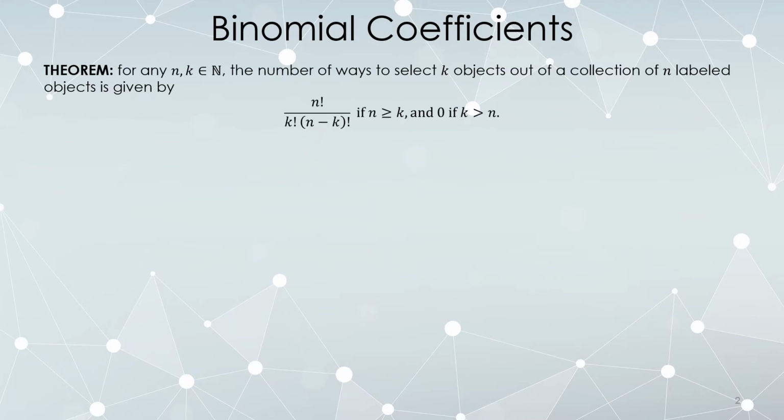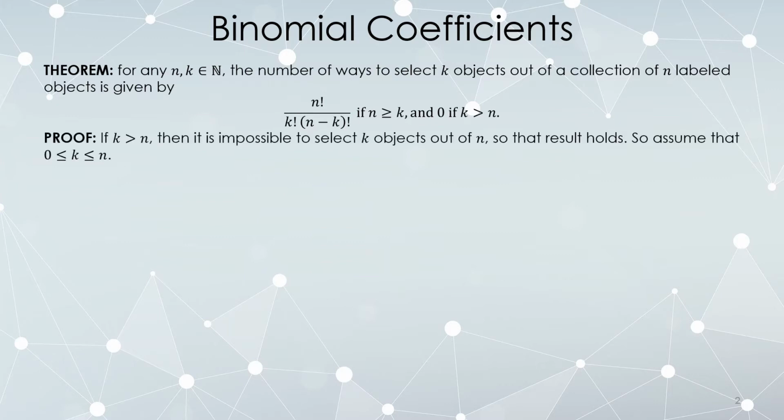n factorial divided by k factorial times n minus k factorial, provided n is at least as large as k. But if k is actually larger, then the result is 0. Well, if k is larger than n, k, remember, is how many objects we want to pick, and n is how many objects we have. If your goal is to select more objects than you have, you can't do it. So there are 0 possible ways to complete this task.